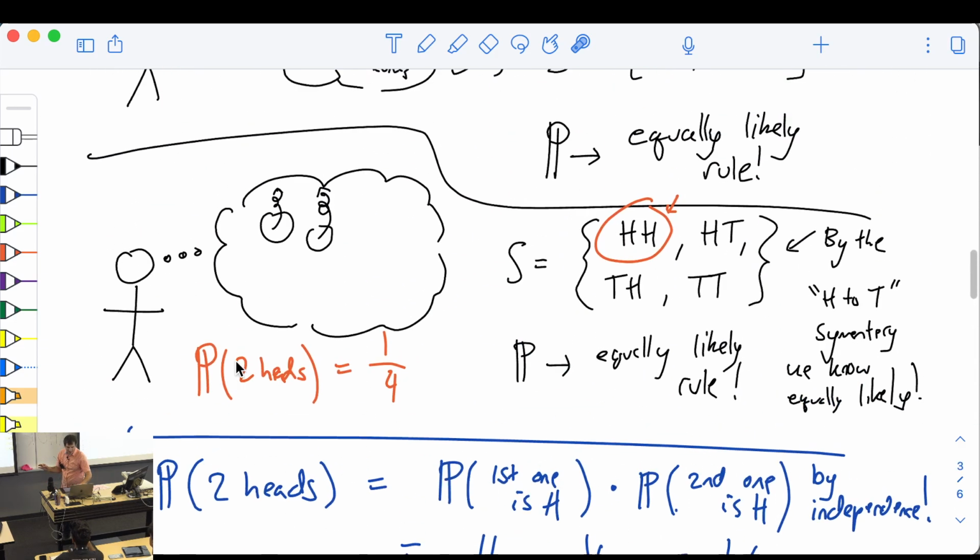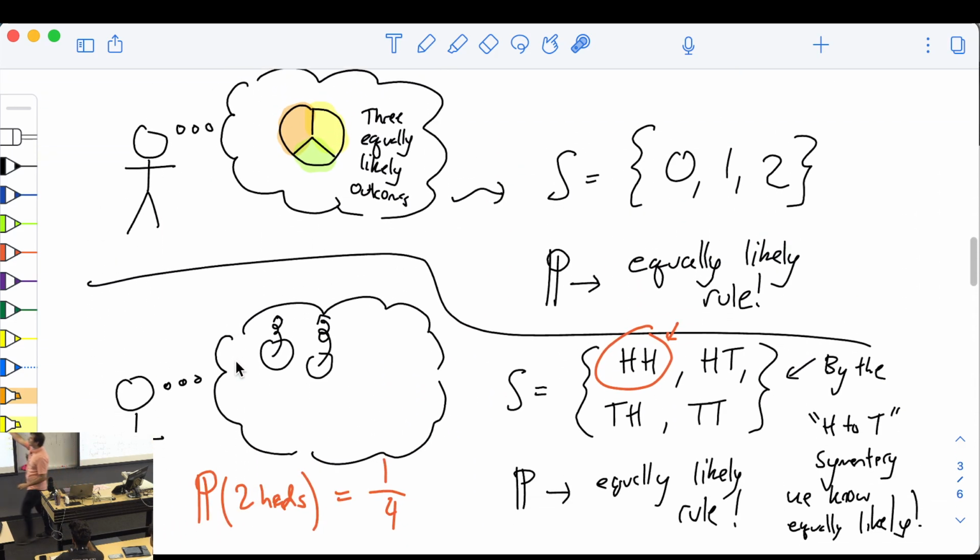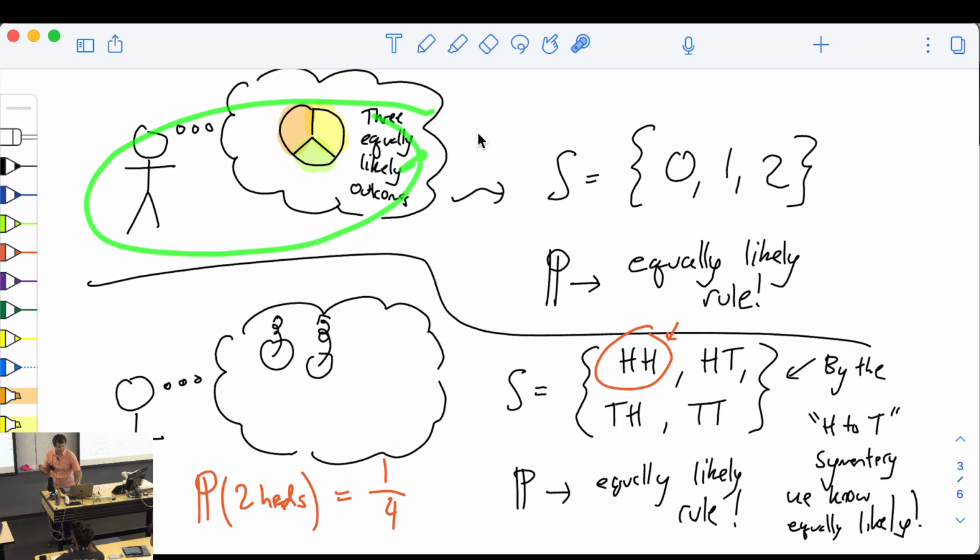Probability is something, just like our warm-up question. Why was it that the chance of a 2 coming up here was a third and the chance of a 2 coming up here was a quarter? It's what is in our brain, and what is in our brain filters into what is the state space and what is the probability rule. And depending on the information you have and what is in your brain, you will see it differently.